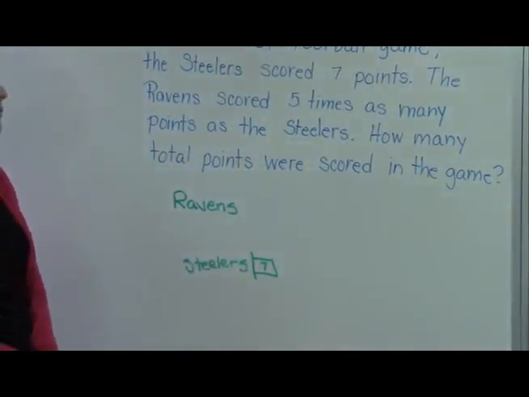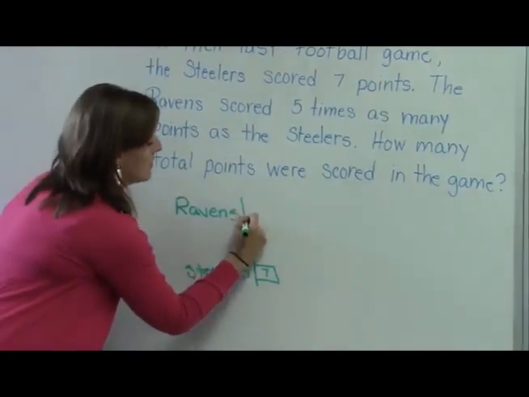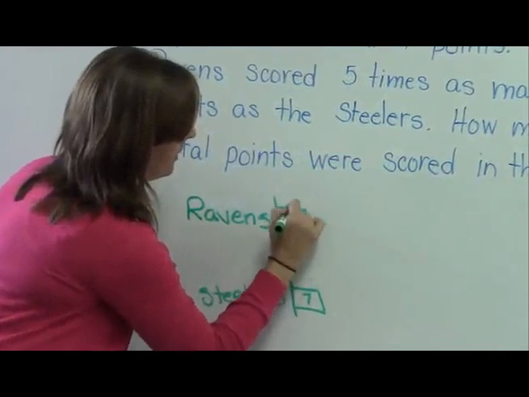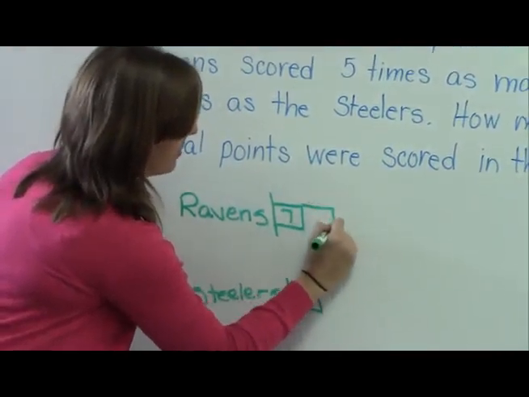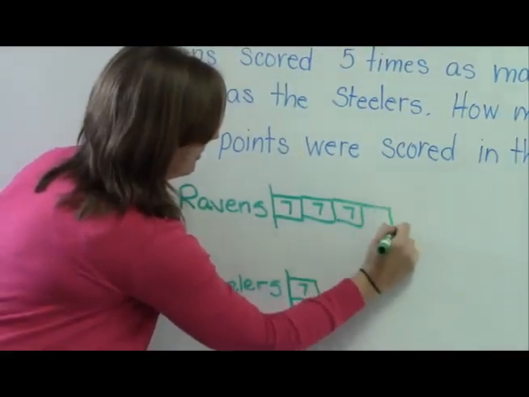The Ravens scored 5 times as many points as the Steelers. So here's the multiplicative comparison. They would need 5 bars worth 7, since they did 5 times as many.